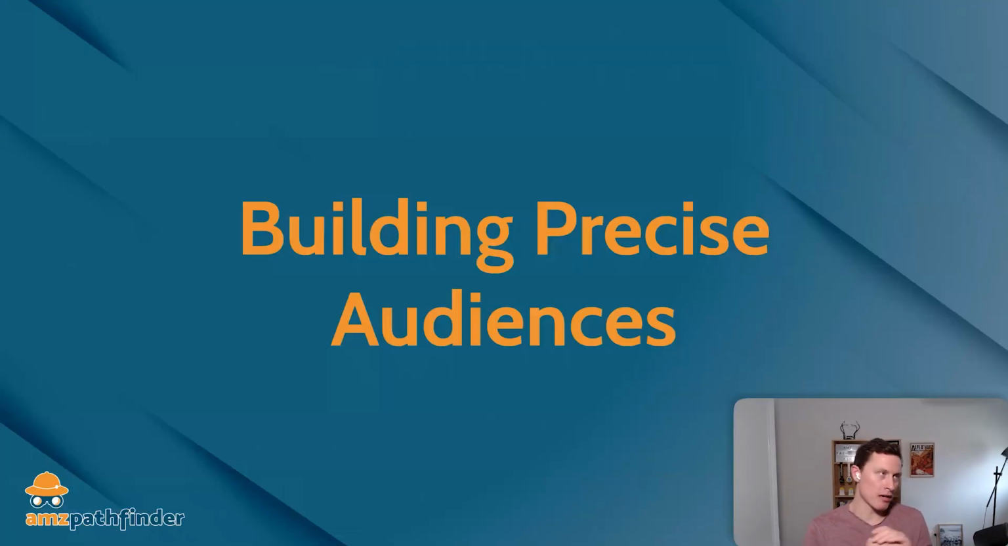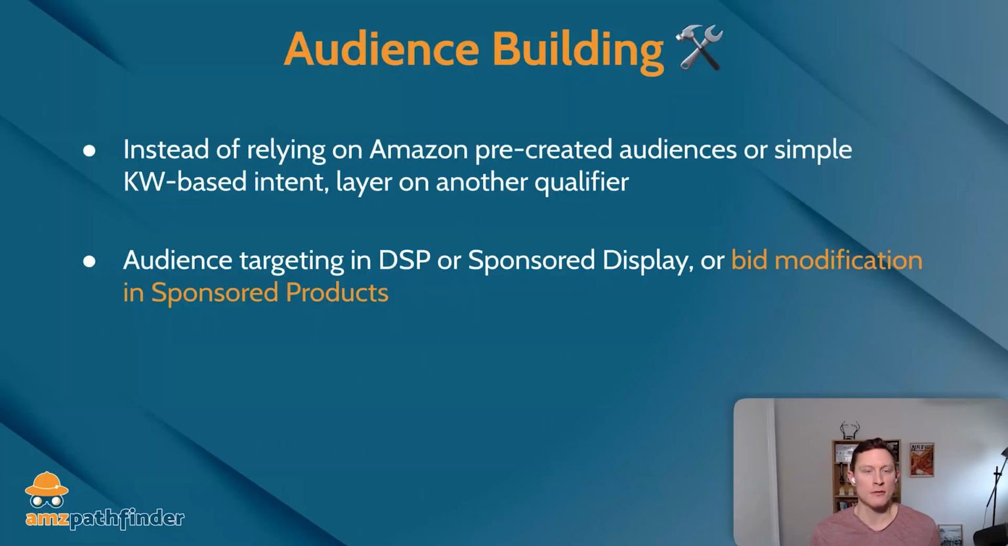So now we kind of understand what AMC is. Hopefully that was a good overview of why I think it matters right now, and building the audiences is the next part. So instead of relying on Amazon to pre-create audiences for us, or just using keyword search based intent, which is what we're all kind of used to talking about for years and years now. It's all we really talk about, targeting by ASIN, targeting by category, or targeting by keyword, which is like the classic one, right?